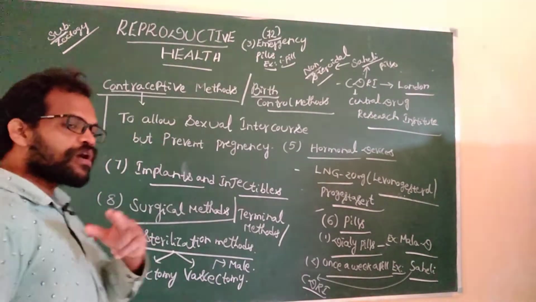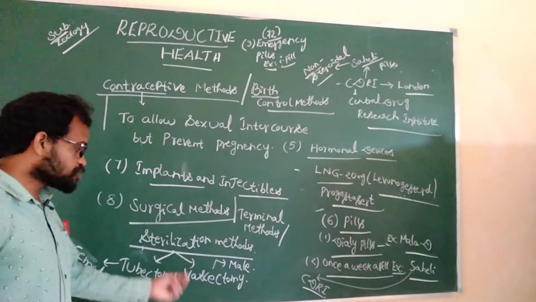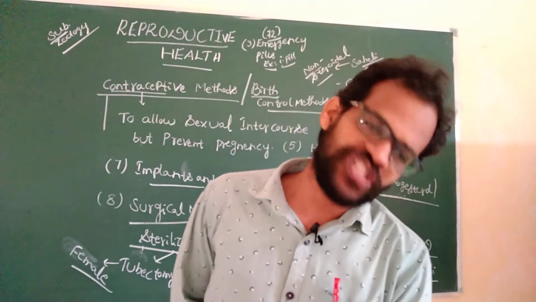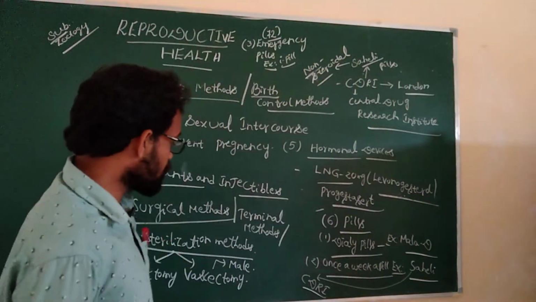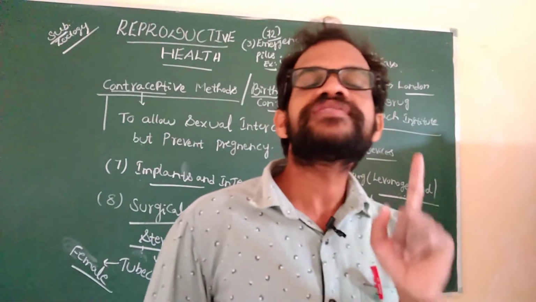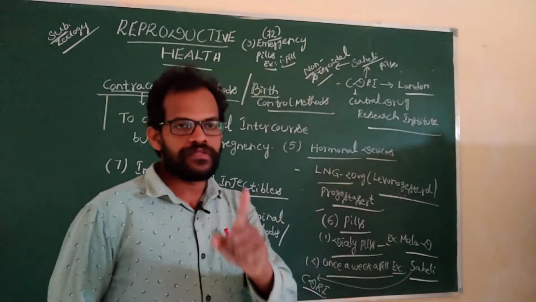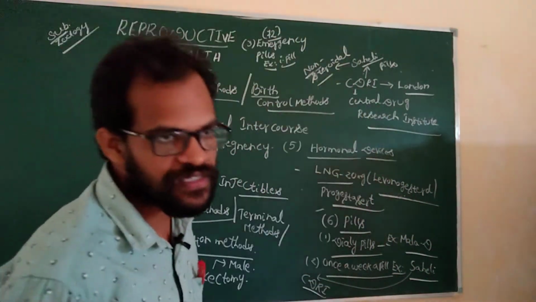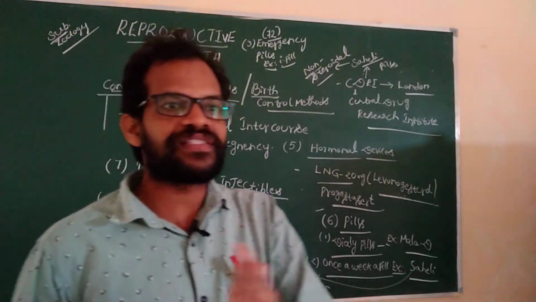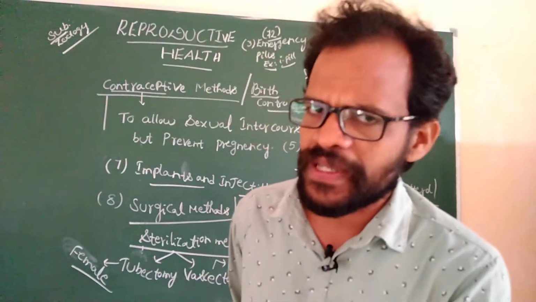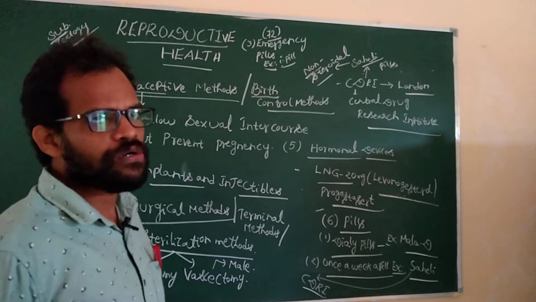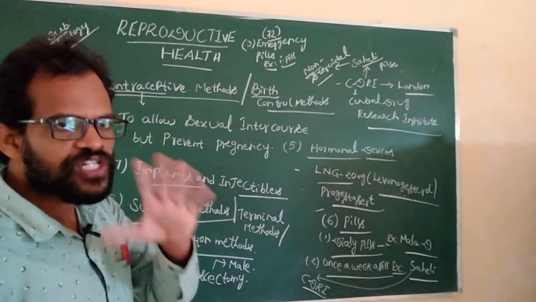Tubectomy is the surgical removal of the fallopian tubes, and vasectomy means a small cut in the vas deferens. It is also helpful to prevent pregnancy. These methods allow sexual intercourse. The main target is to prevent pregnancy. They don't want a gap between the children. They follow these methods to prevent pregnancy, and also for birth control, to control the population.